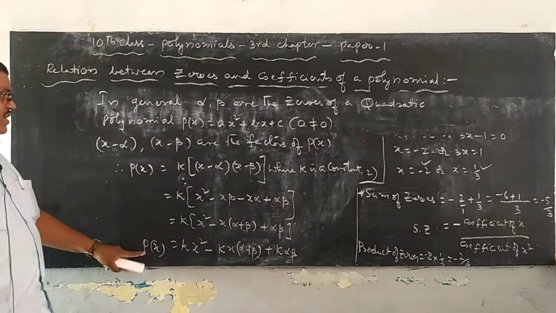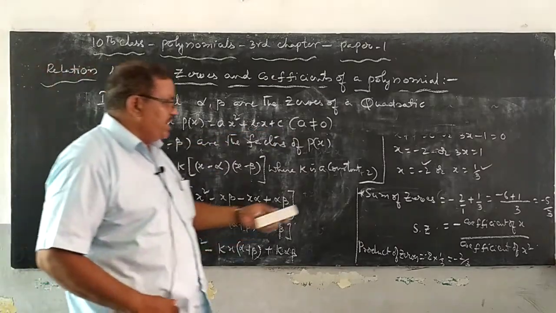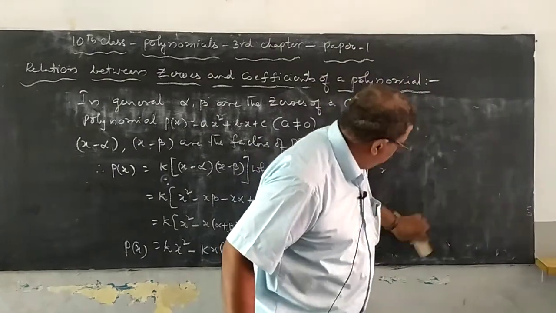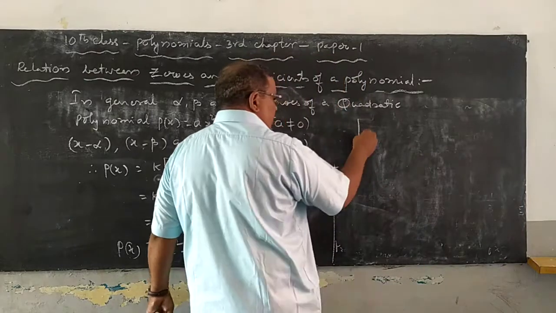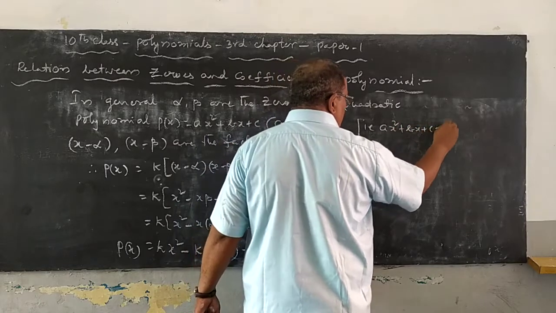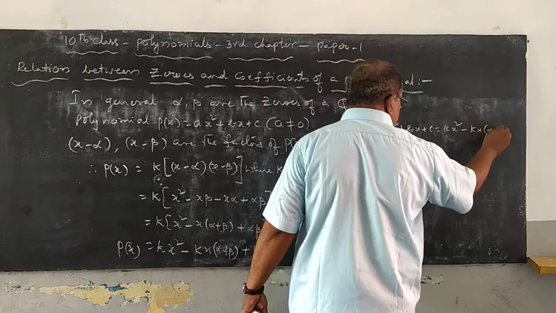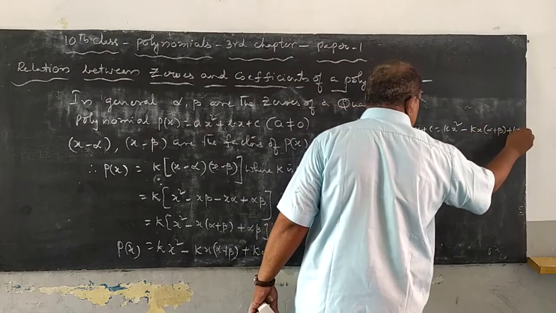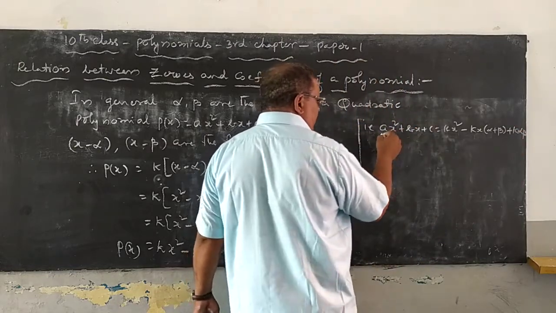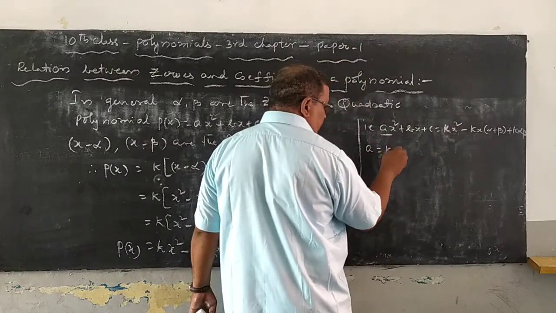Compare this one, p of x is what? ax square plus bx plus c. Compared with p of x, that is what you will get. See here. p of x means ax square plus bx plus c is equal to kx square minus kx into alpha plus beta plus k alpha beta. Compare the coefficient of x square. x square coefficient is a. Here x square coefficient is k. a is equal to k.